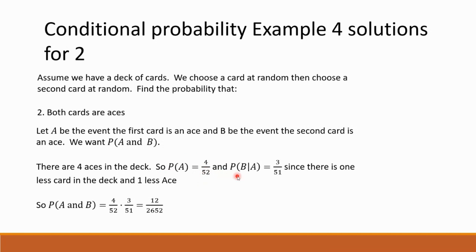Now, what about the probability of B given A? Well, again, we know A has occurred. We know there's one less ace in the deck. Hence, there's also one less card in the deck. So the probability of B given A is 3 out of 51. Again, there's one less card in the deck, and one less ace.